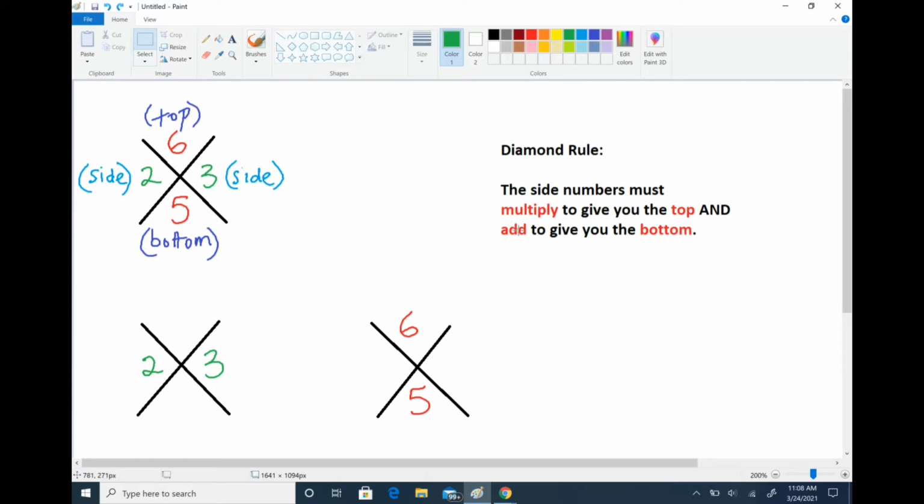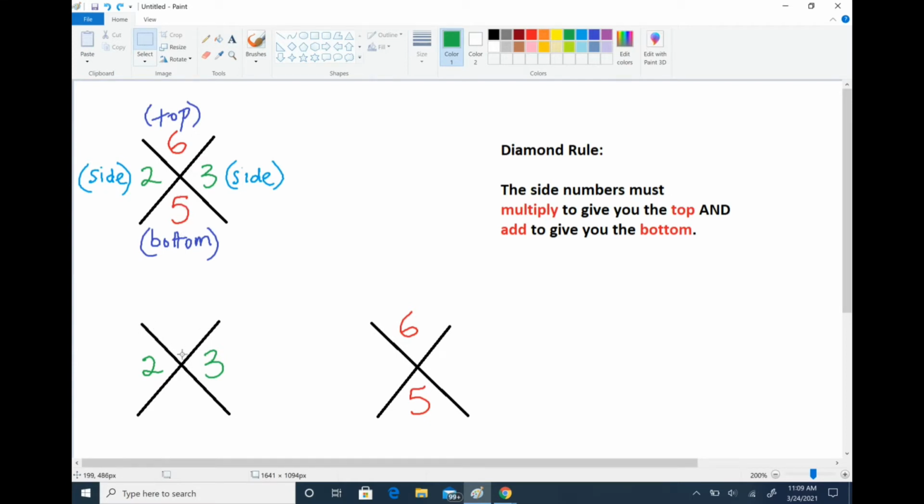But the other requirement is that the side numbers must also add to give you the bottom. So let's see if that works here as well. 2 plus 3 is 5. So that means the diamond rule works in this setup here. 2 times 3 gives you the top number, which is 6, and 2 plus 3 gives you the bottom number, which is 5. So the diamond rule works here.